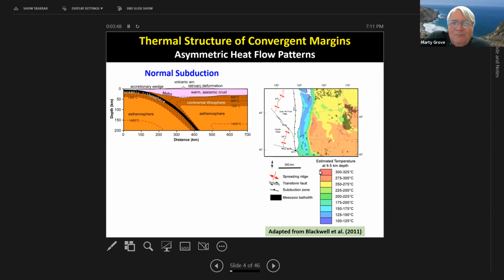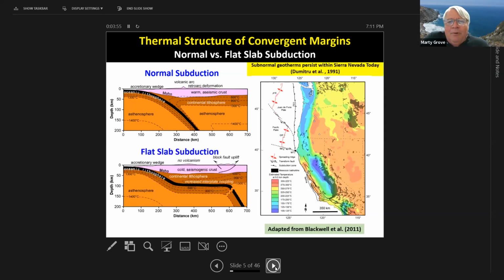And so during normal subduction, we have the pattern that you can see here. But during flat slab subduction, in particular when the subducting oceanic lithosphere is being shallowly subducted beneath the margin, the heat flow anomaly is shifted to the east, and once produced is a very long-lasting feature.